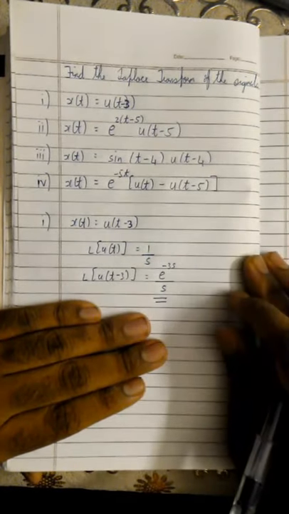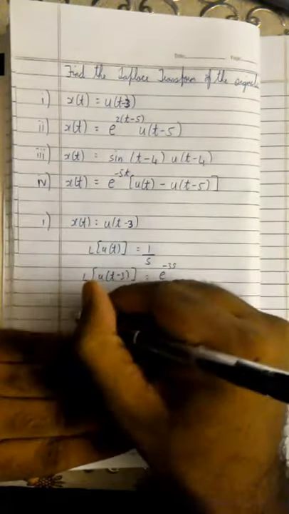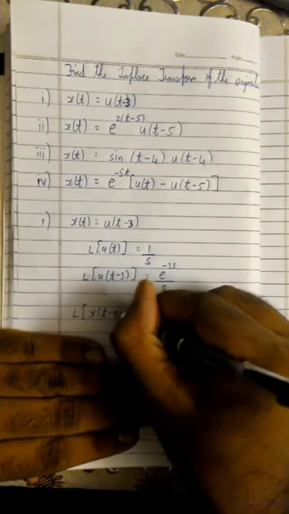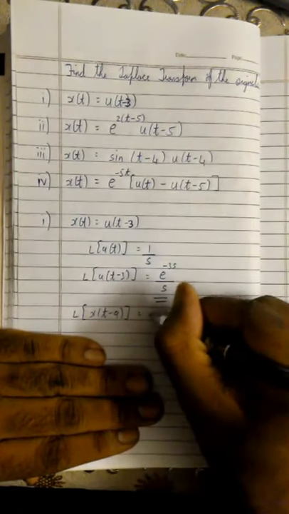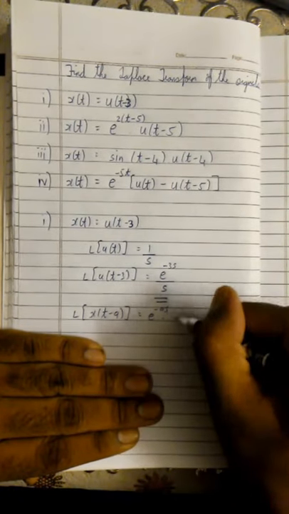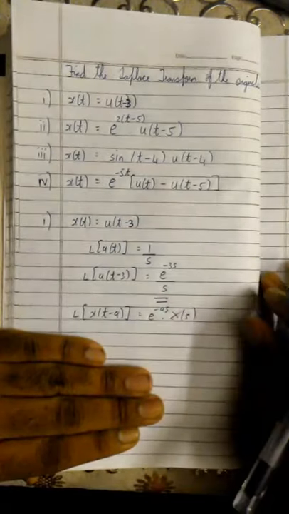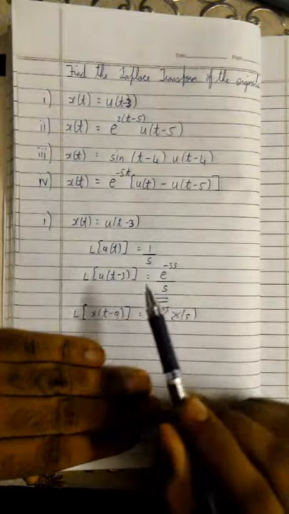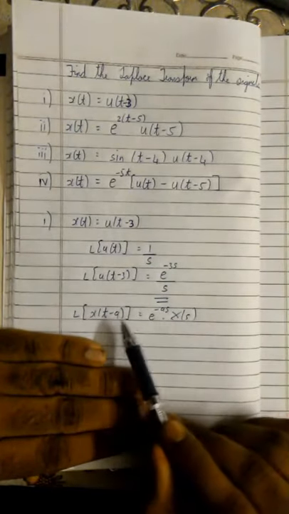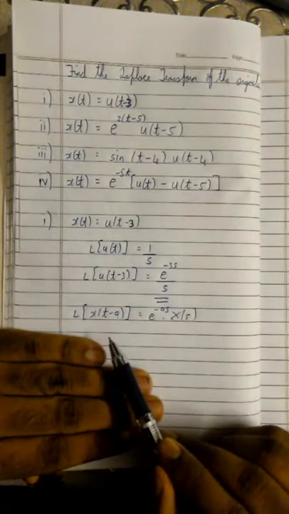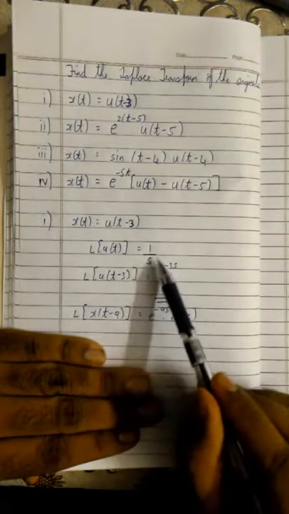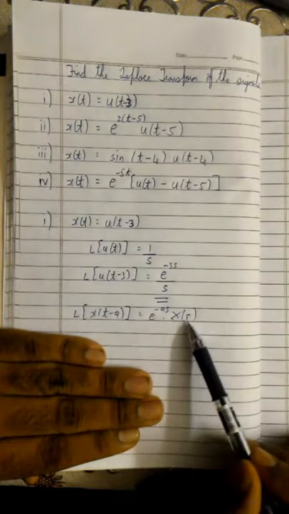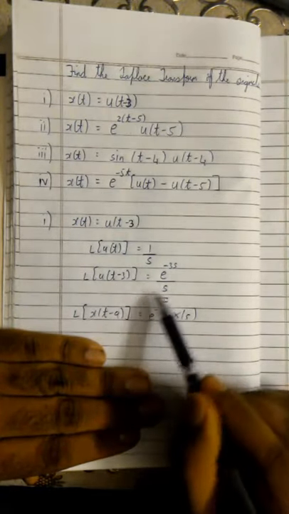Okay, the reason is that according to the time shifting property, the Laplace transform of x of t minus a is equal to e raised to minus as into X of s, right? So here it is minus a, and here it is also minus a. In this case, a is equal to 3, so minus a is equal to minus 3. Whatever Laplace transform we are getting here, 1 by s, represents X of s. So you multiply e raised to minus 3s with 1 by s. That's why you got this answer.